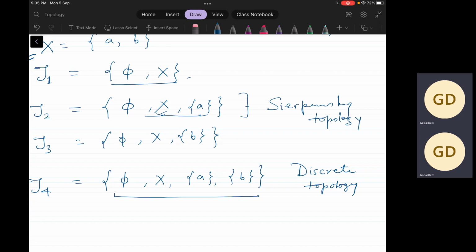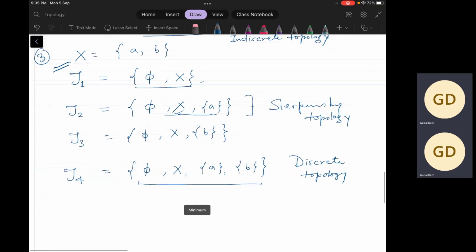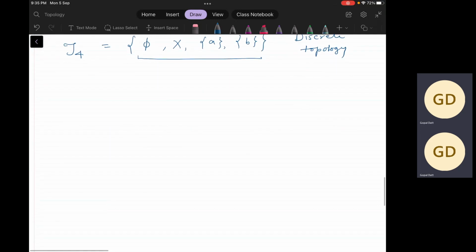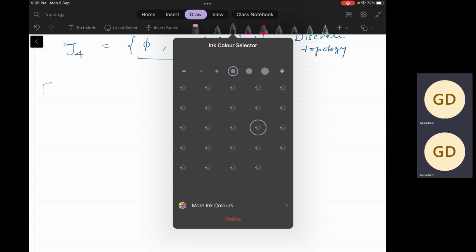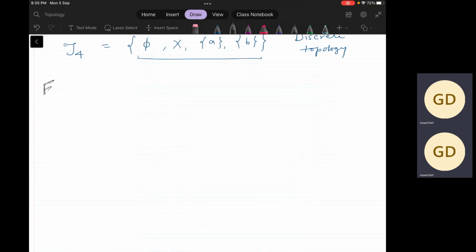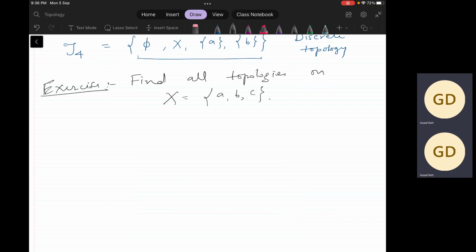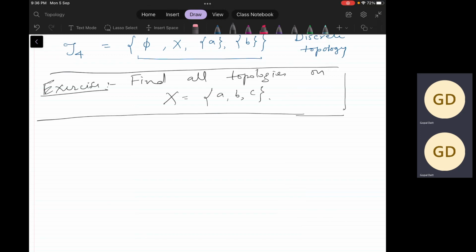Okay, so now here is an exercise for you. Find all topologies on this set. You do this and we will meet tomorrow.